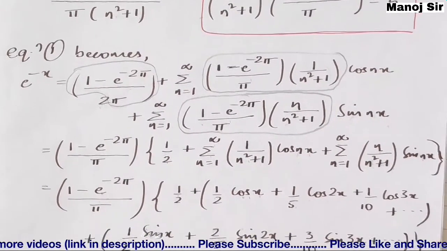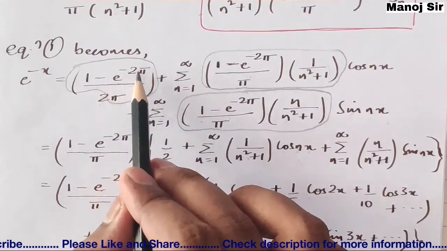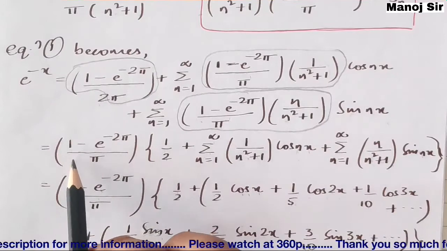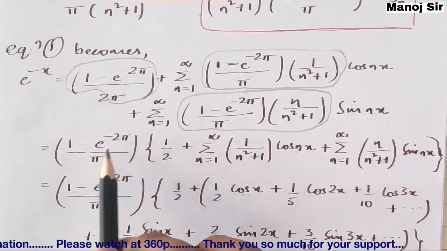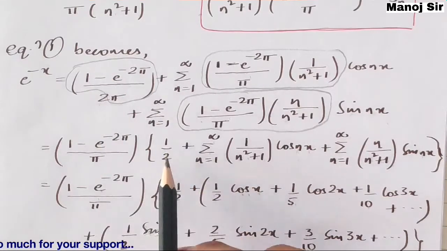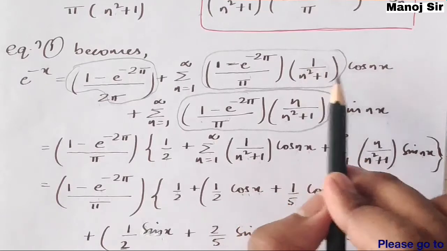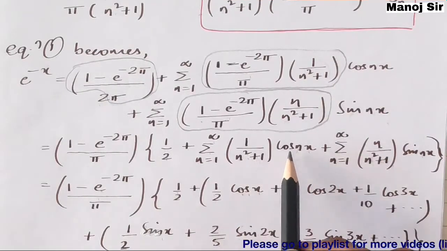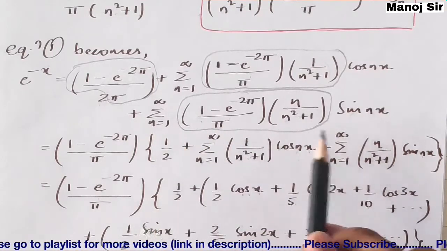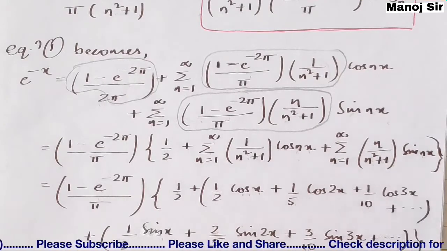Now here you can see 1 minus e to the power minus 2 pi upon pi is common in all three terms. So we can take this common. We are left with 1 upon 2 plus summation n equals 1 to infinity. Here we are left with this part and this part, that is 1 upon n square plus 1 into cos nx. And in the third term we have summation n equals 1 to infinity, we have this and this, that is n upon n square plus 1 into sin nx.